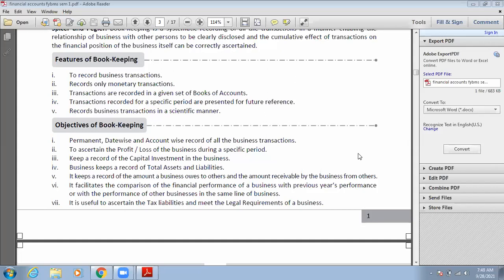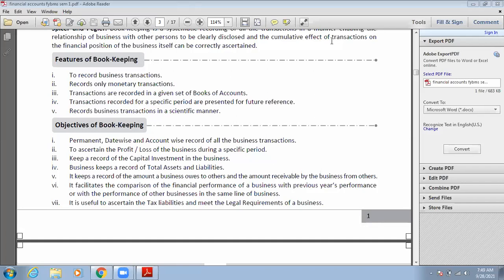See, the simple thing is that anything that we can sell in the market and can convert into liquid cash is called an asset. And liability is our debt that we have borrowed or we have to pay. So we have to maintain the record of the assets and the liability. It keeps a record of the amount the business owes to others and the amount receivable.